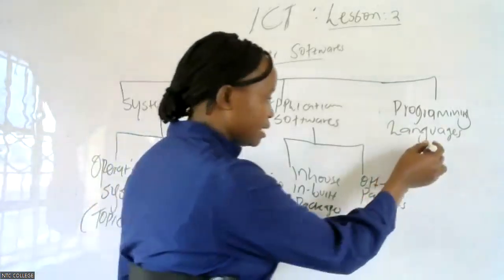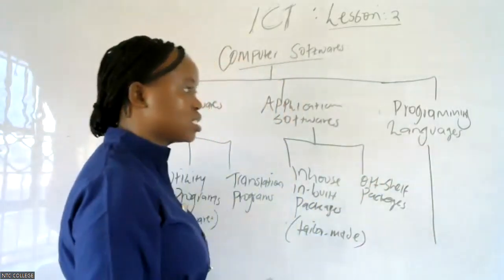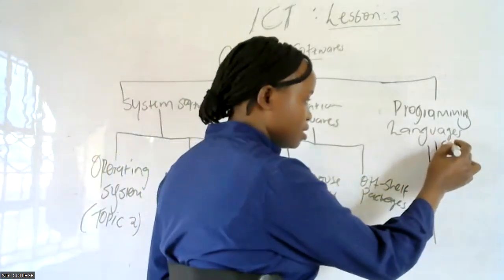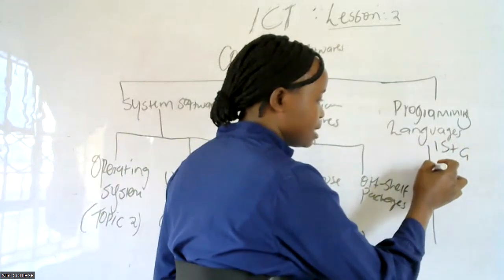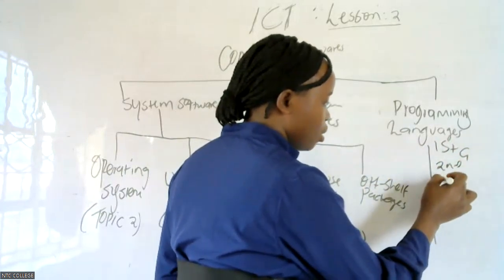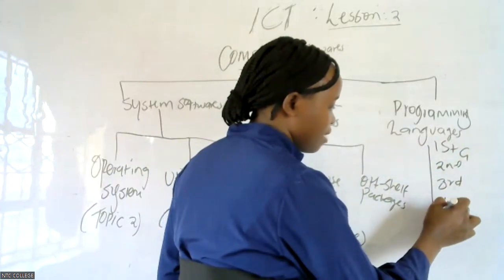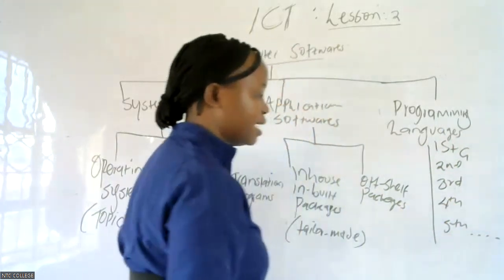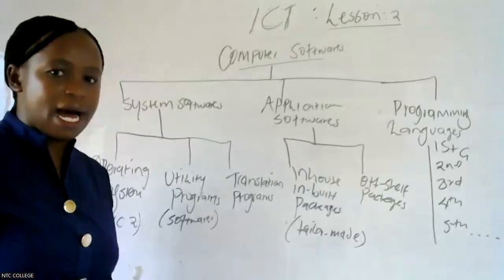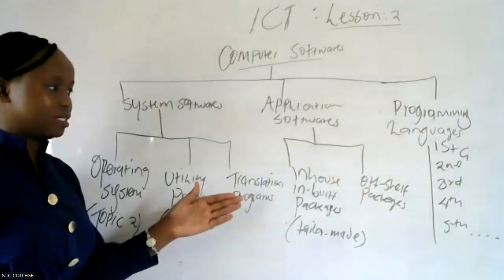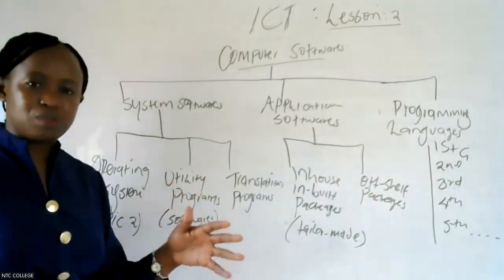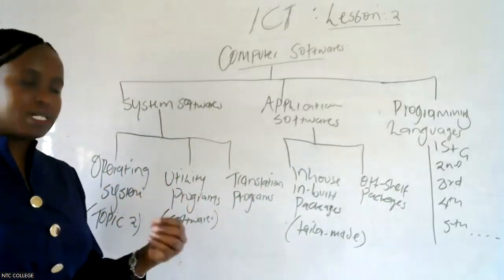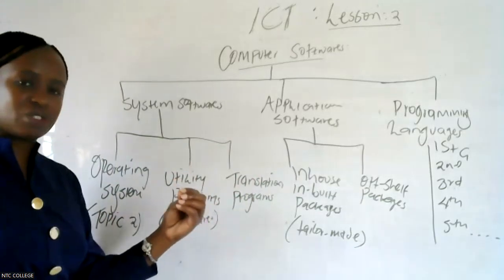Then on each side, we have levels of programming languages. We have the first generation of programming languages, the second, the third, the fourth, and nowadays we are talking about the 5th generation and beyond. Now, from this illustration, in a nutshell, you can just sit somewhere and have a memory of what computer softwares are.